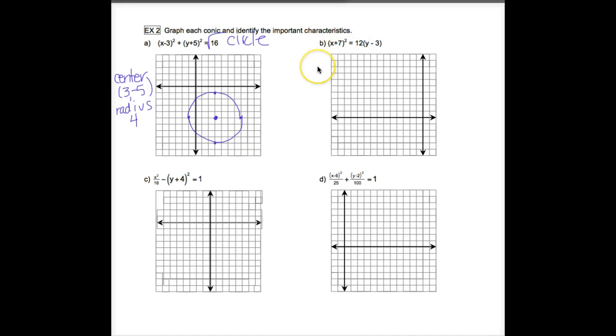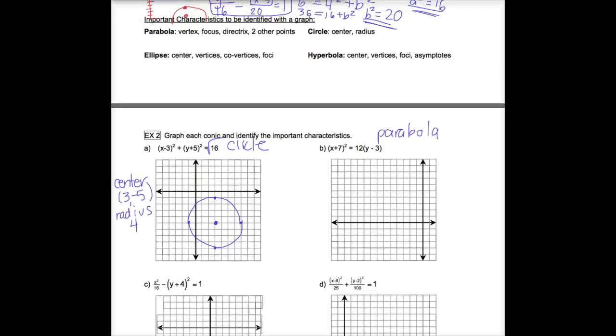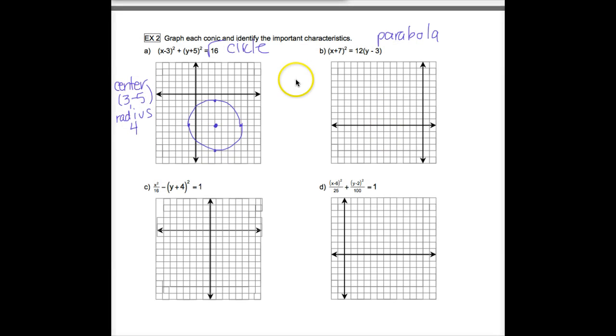B, (x + 7)² = 12(y - 3). This one, only one of the variables is squared, so that tells me immediately that this is a parabola. So if I'm looking at the important characteristics that I need to list, I need the vertex, focus, directrix, and then 2 other points. So my vertex here is going to be at (-7, 3). This 12 tells me the value of 4p, which means p itself is 3. So that means that my focus and directrix are going to be 3 units away from my vertex.